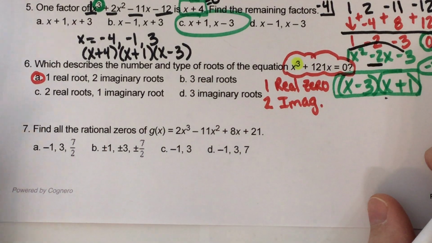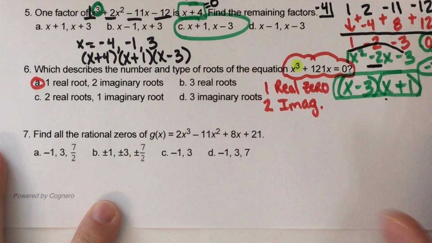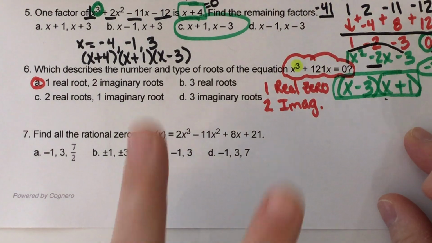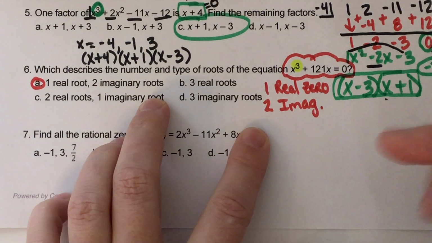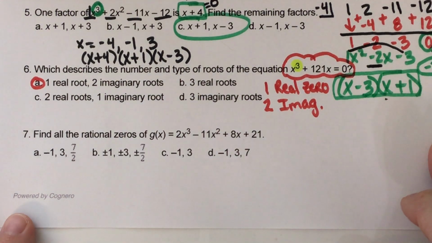Okay, so just look to see how many times it touches the x-axis. If it touches 3 times, there's 3 reals. If it touches 1 time, there's 1 real, 2 imaginary. Remember, imaginaries always come in pairs, so it couldn't be possible to touch twice and have only 1 imaginary if it's x cubed, because imaginaries always happen in pairs.